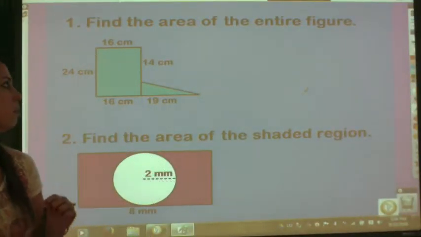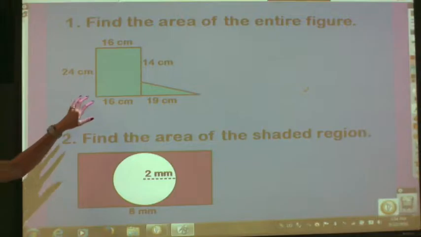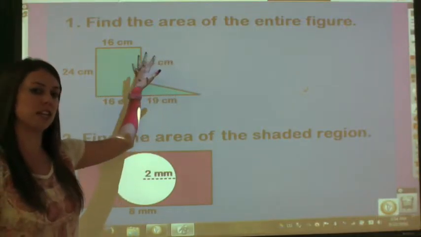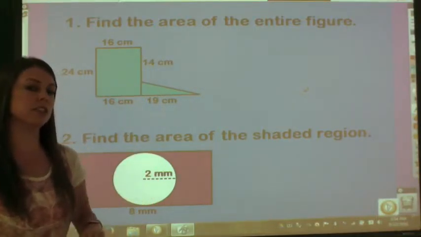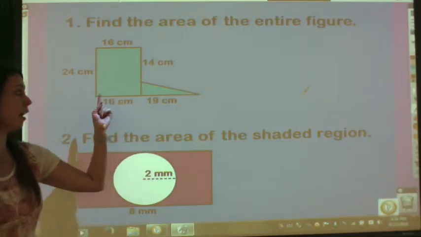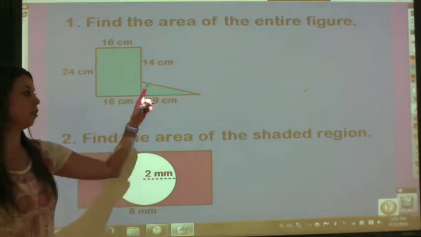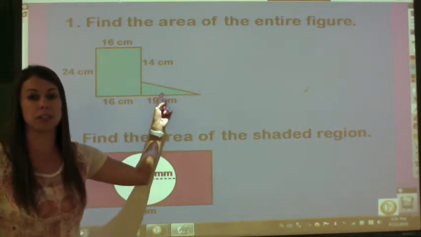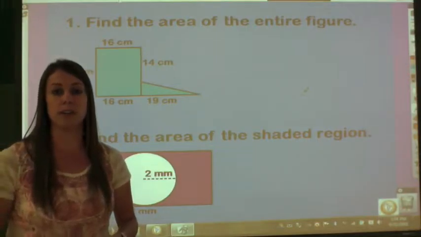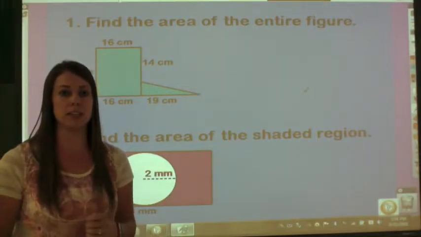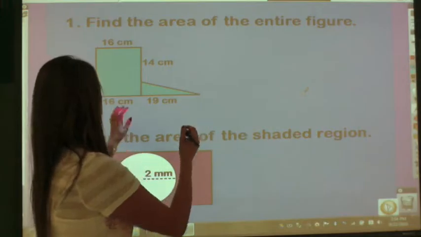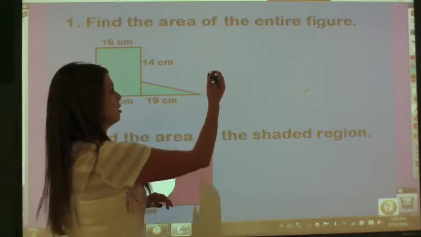The first example tells us to find the area of the entire figure. So this entire shape is shaded. First we need to decide, are we going to find the area of the rectangle or the area of the triangle? It really doesn't matter which one you find first, but whichever one you think is easier. To me, I think finding the area of a rectangle is easier.